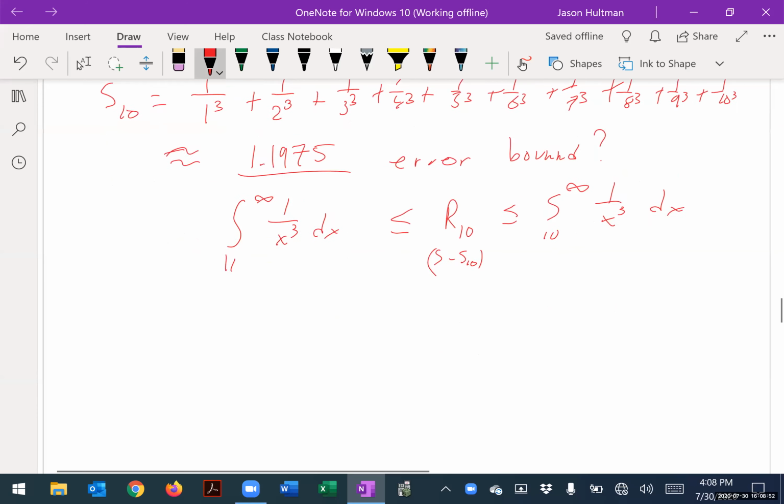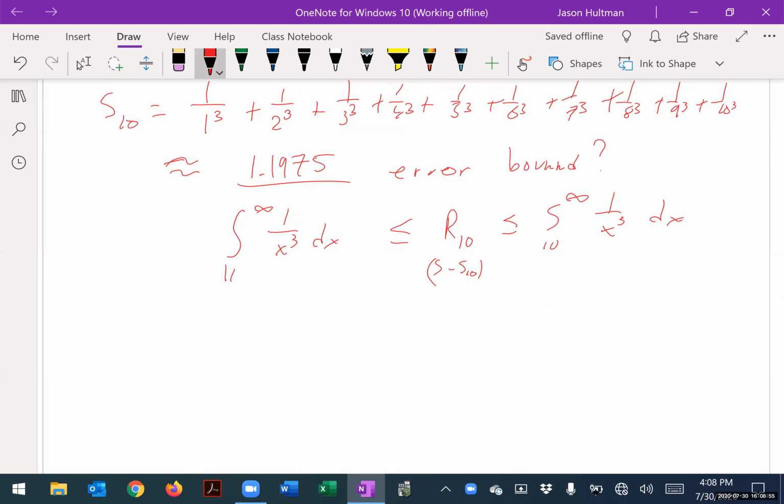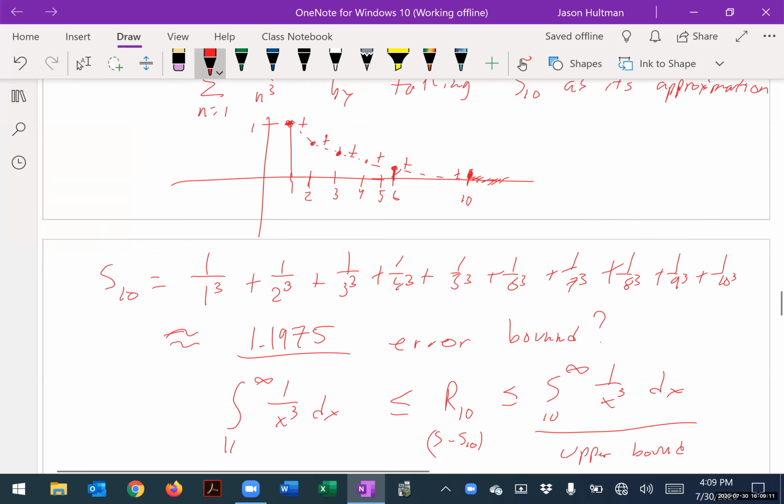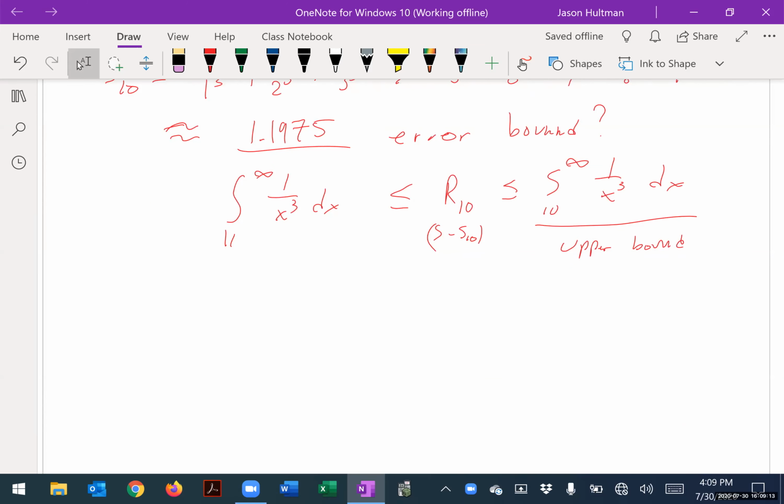So let's see what we get here. Let's do this one first, the upper bound. What's the error bound? We want to know the biggest value that this thing can get. That's the upper bound here. So we wanted an upper bound on our error. Let's say there is a lower bound on our error too, but the upper bound's a little bit more interesting to talk about. So the integral from 10 to infinity of x to the negative third power dx.